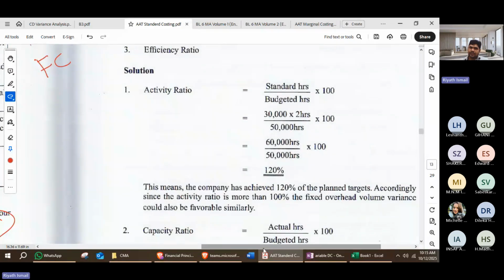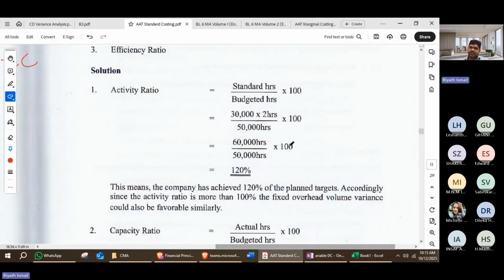Look here: standard hours 60,000 and budget hours 50,000, which is 120%. So this means the company has achieved 120% of the planned target. They did better than that. Accordingly, since the activity ratio is more than 100, this 120 is more than 100, the fixed overhead volume variance could also be favorable.